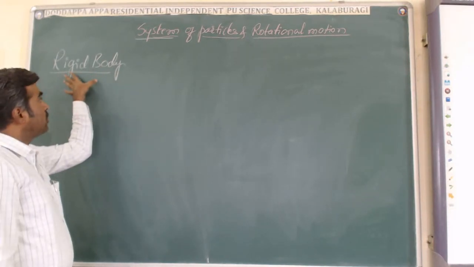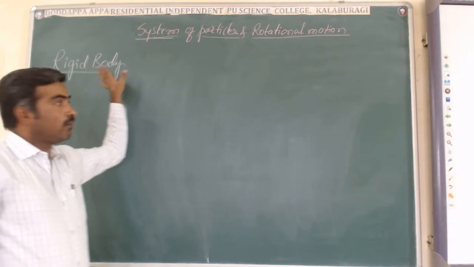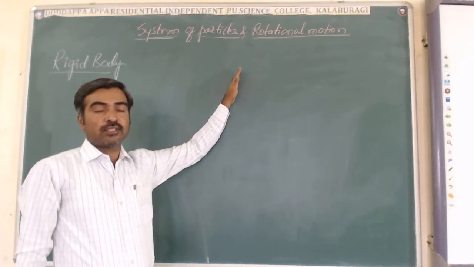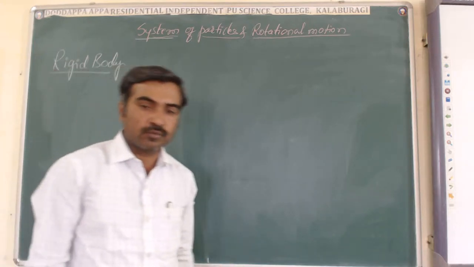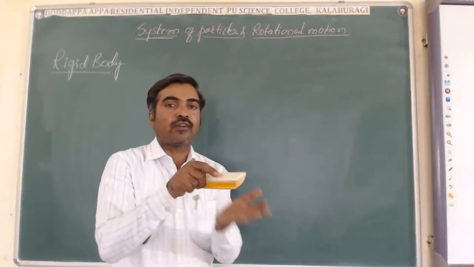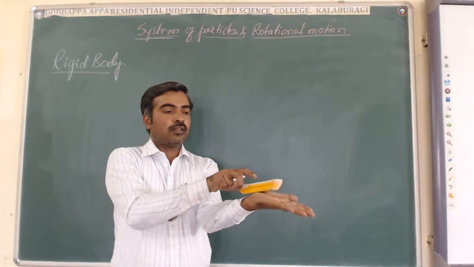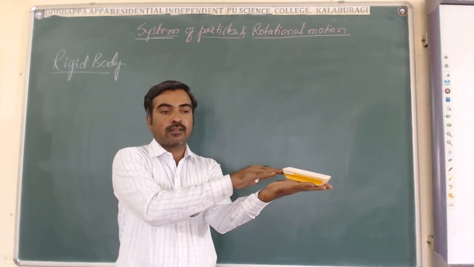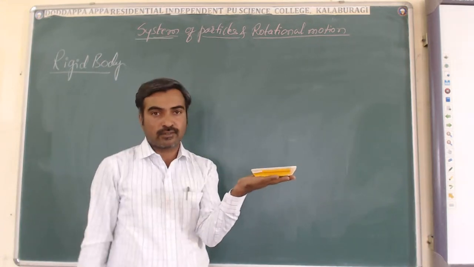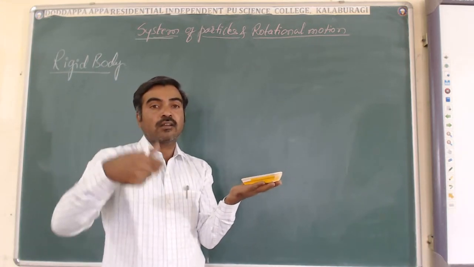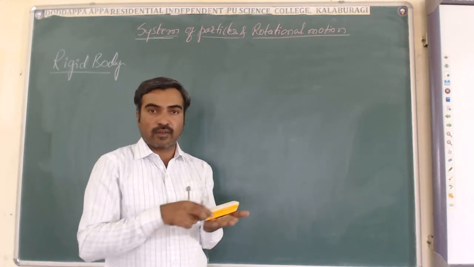Now whenever this rigid body is set under motion, it may have a linear motion. Linear motion means when I throw any object like this, if I apply a force on this object, then the object may start moving straight like this. It may start sliding on the surface, whereas if it is of cylindrical shape, it will start rolling on the surface.